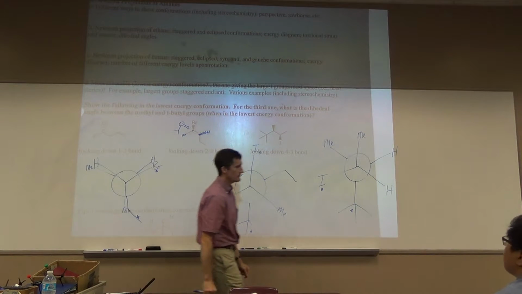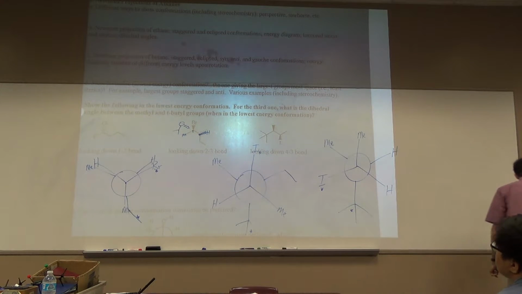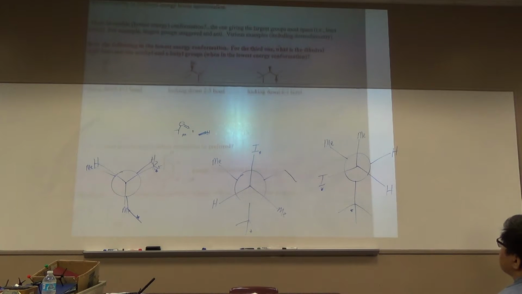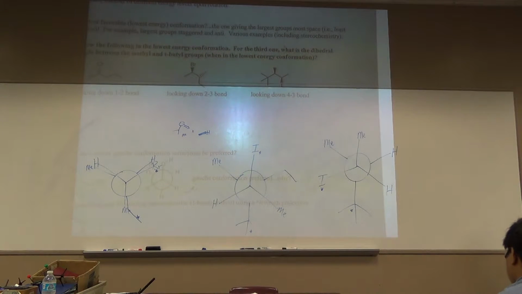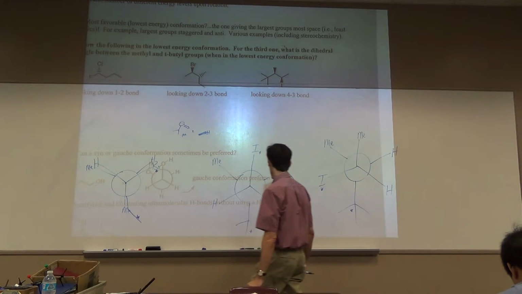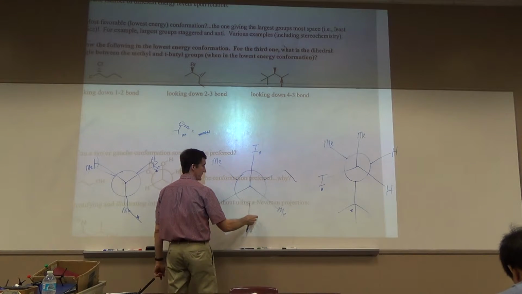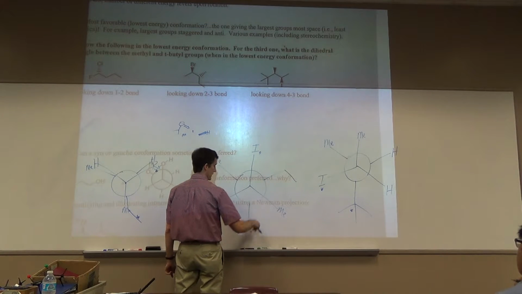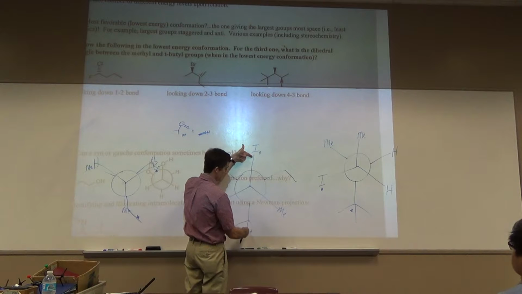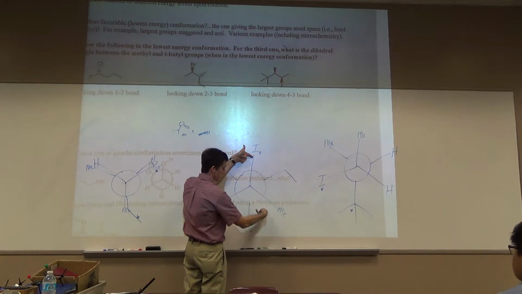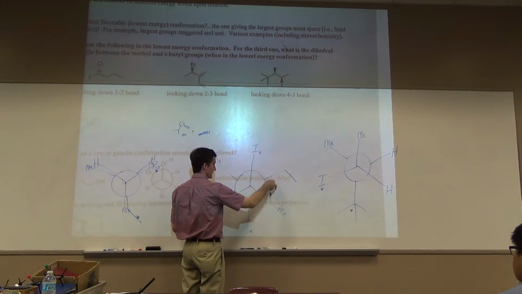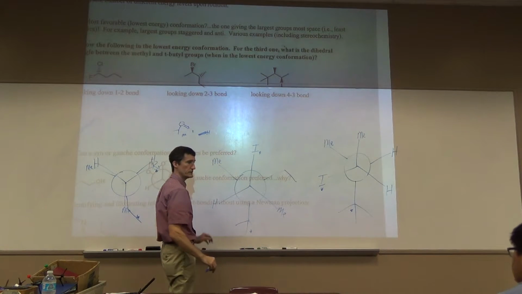Okay, questions about these? So the dihedral angle between the methyl and the T-butyl groups, would that be 60? Yeah, these are all 60. Because this to this is 180. And so it's 60, 60, 60. All the way around is 360. So you've got 60, 60, 60, 60, 60, 60 for a total of 360.